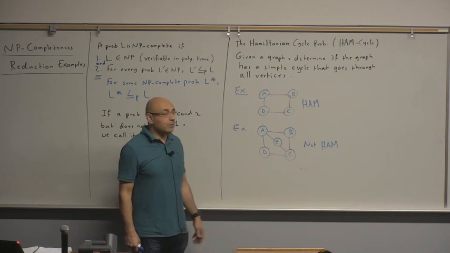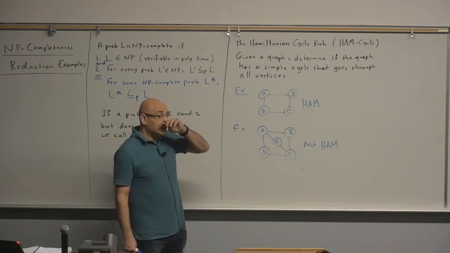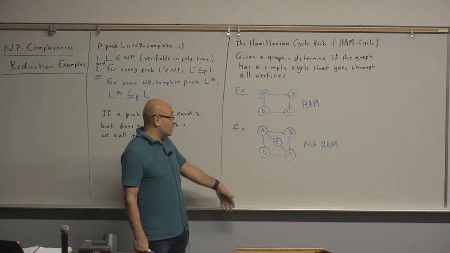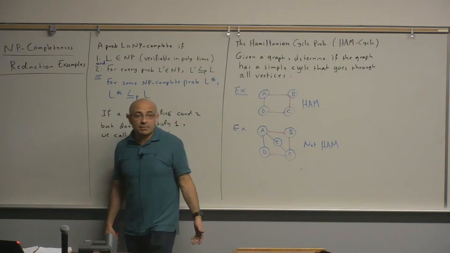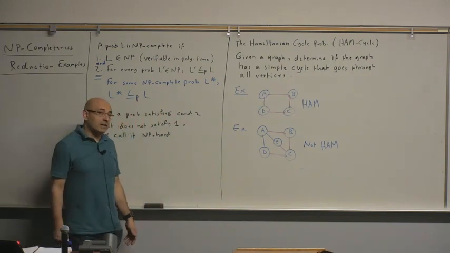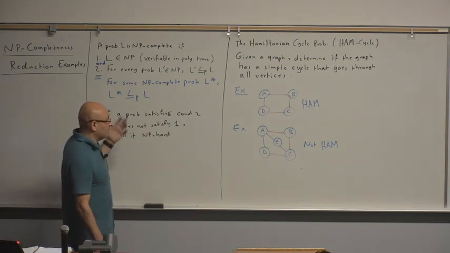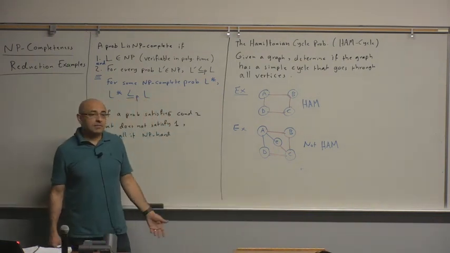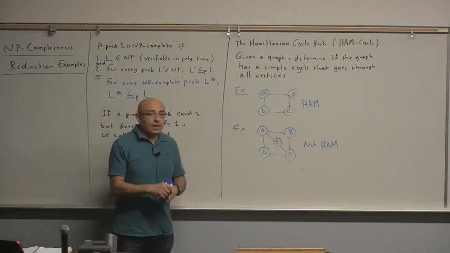So the brute force solution is to try all possible paths, or all possible permutations. Some of the permutations may give you valid cycles, some of them may not, because not any permutation will give a valid cycle or even a valid path, since you may or may not have the edges. But if you try all possible permutations, that's n factorial or V factorial. So this is a known NP-complete problem.